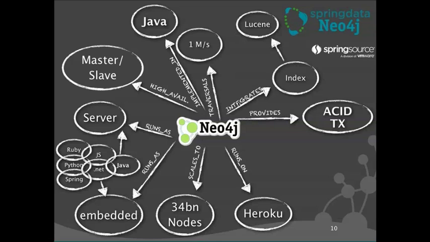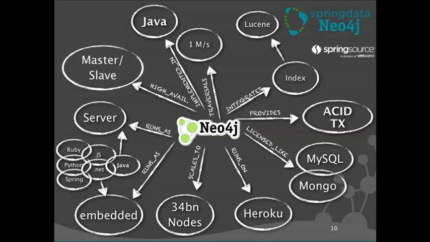And for high availability, Neo4j comes with a master-slave cluster setup, which you can use either for making your system highly available, or also for read scaling by scaling out the reads to a cluster of slave machines, for instance. That's some words about Neo4j.